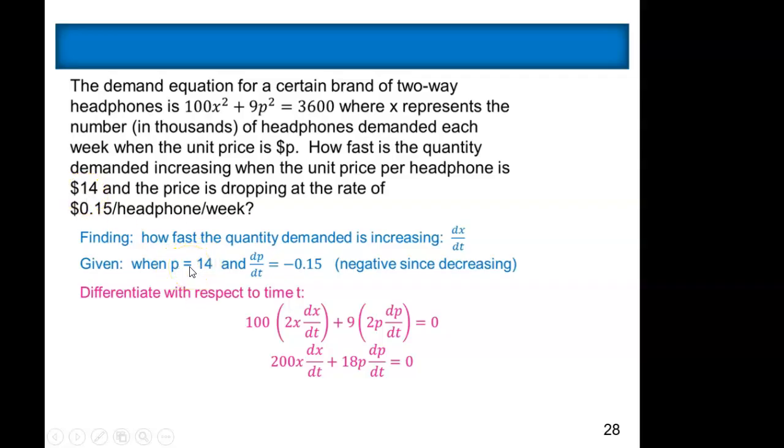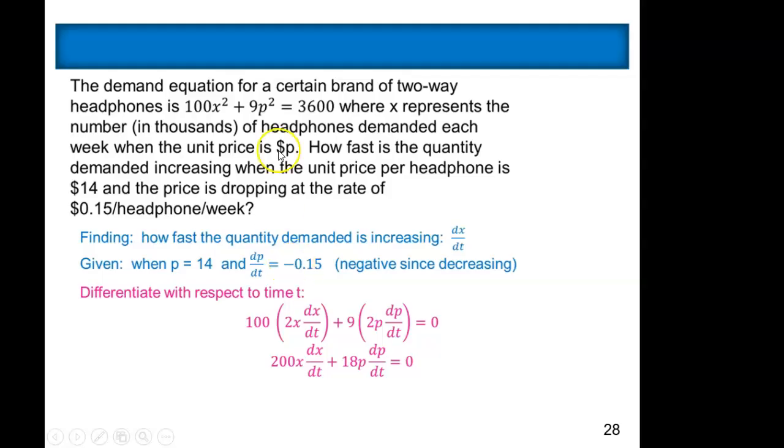So P is 14. We're also told the price is dropping, so that's telling me how it's changing. It's changing at a rate of 0.15, or 15 cents, per week. This would be negative because it's dropping and decreasing, so that indicates a negative direction.